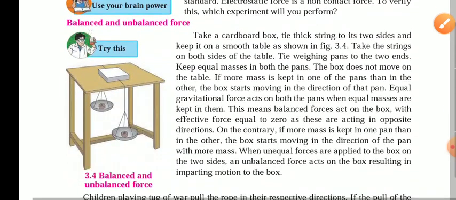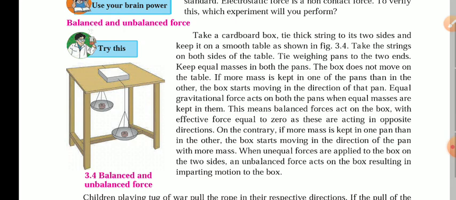Further, we have to go towards balanced and unbalanced force. Whenever a particular object is in a stationary state, stationary means at rest, not moving, that is the meaning of a stationary state. If an object is in a stationary state, it means that there is a balanced force acting on it.